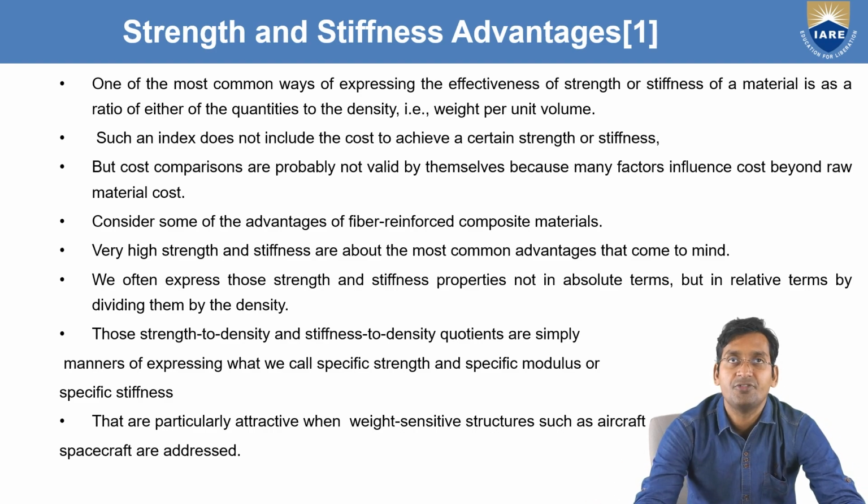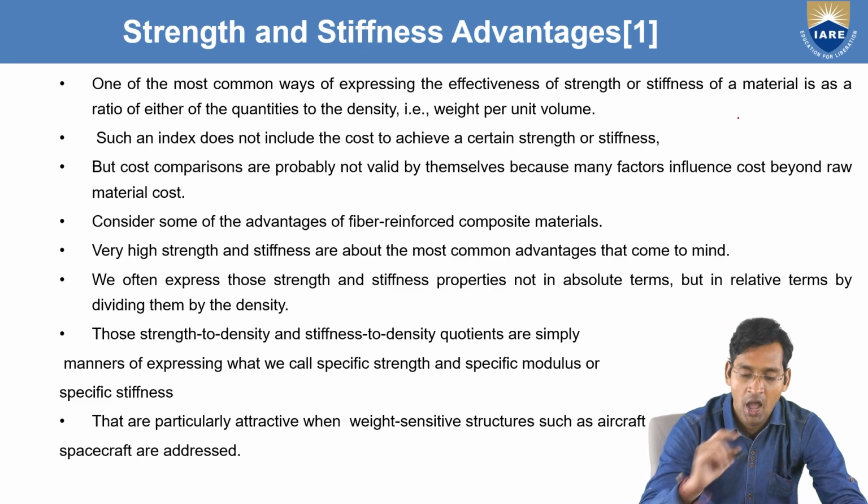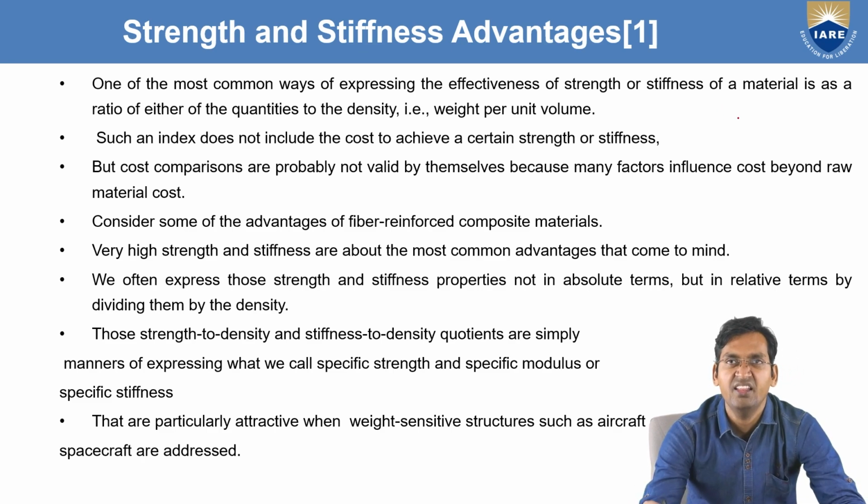Now, strength and stiffness advantages. One of the most common ways of expressing the effectiveness of the strength or stiffness of a material is as the ratio of either of the quantities to the density. So whatever the quantity, it is compared to the density. If with that density it is more, then we can say that it is stiffer. Such an index does not include the cost to achieve a certain strength or stiffness. So here the cost does not affect. The thing is how much the ratio of that property to density is greater or lesser.